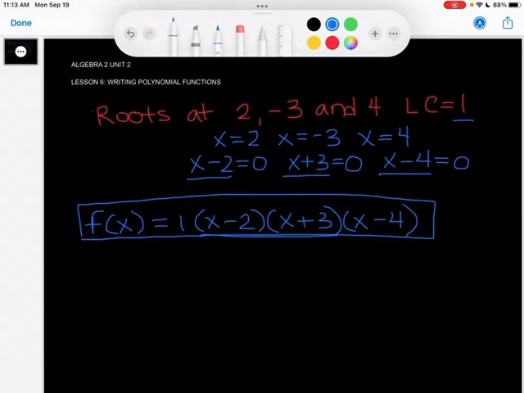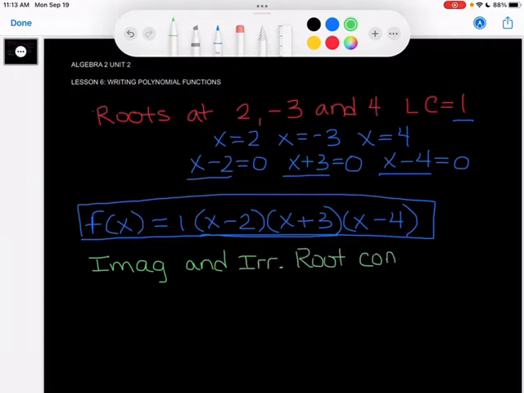All right, now another thing you need to know is that imaginary and irrational roots come in pairs. So for an imaginary root, let's say they tell you there's a root at 3i, okay? Well, they're like twins, they're conjugate pairs. So if x equals 3i, then x must also be -3i. There must be roots at 3i and -3i. Okay? They are always a pair.